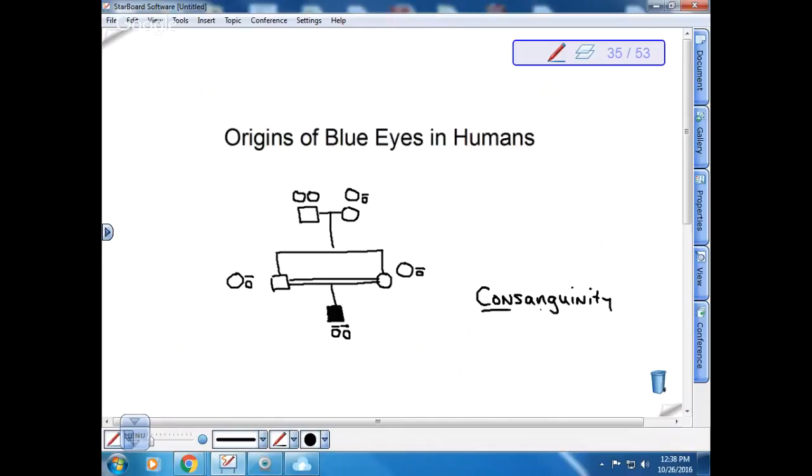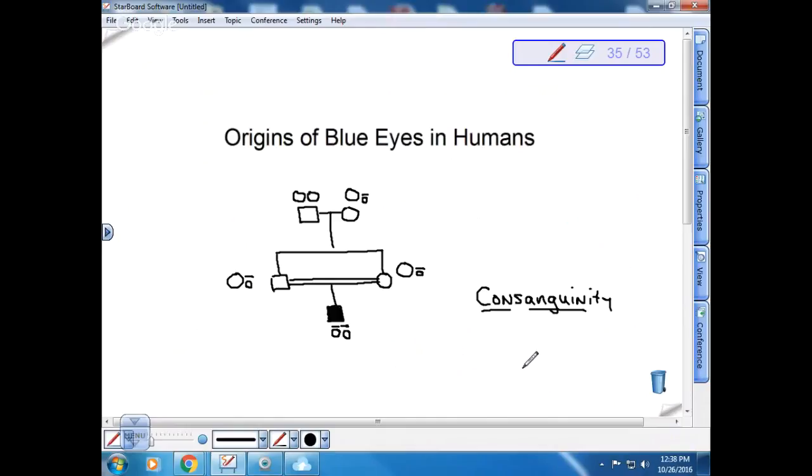So coming together of sanguine, what does sanguine mean? Blood, right? So consanguinity, so sanguine means blood. So this is coming together of blood. And so this is what we don't refer to as inbreeding in humans, we say it's consanguinity, right?